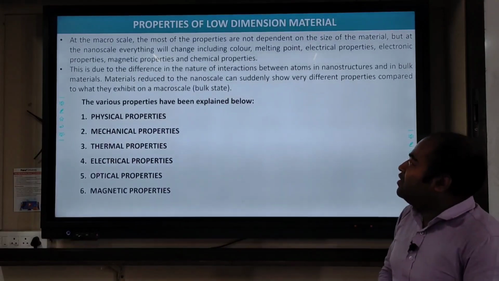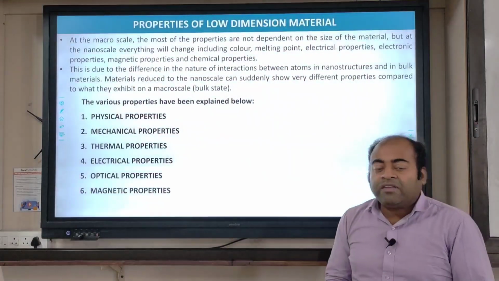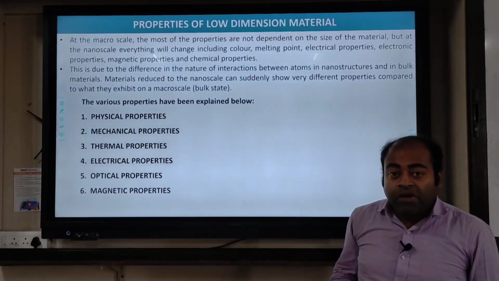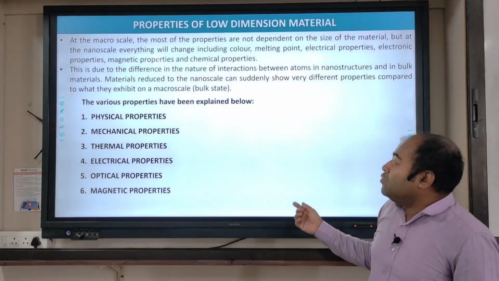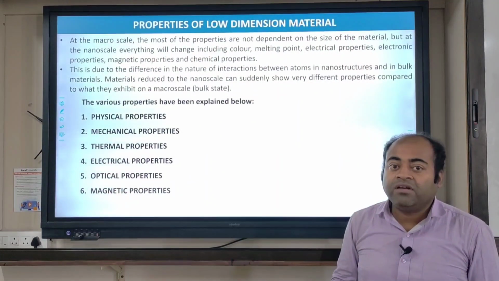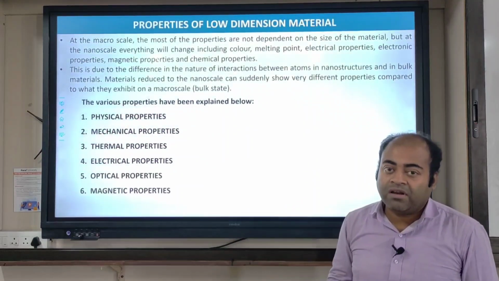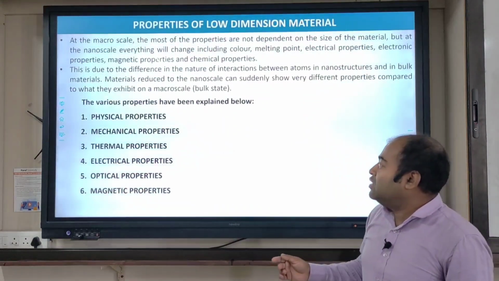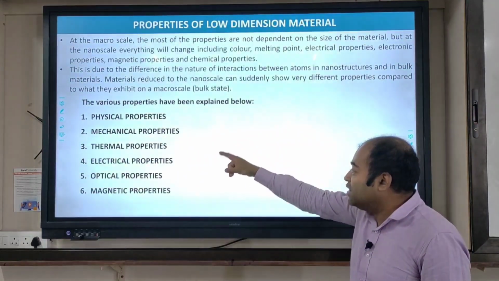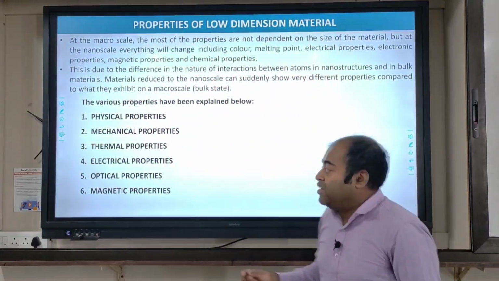Now we will discuss the properties of low dimensional materials. In the first episode I discussed that when the particles or nanomaterials are in low dimension, various new properties emerge which are much different from the bulk, and the bulk properties are radically modified. So here we will discuss the emergence of new properties, such as the change in the physical, mechanical, thermal, electrical, optical and magnetic properties of nanomaterials.